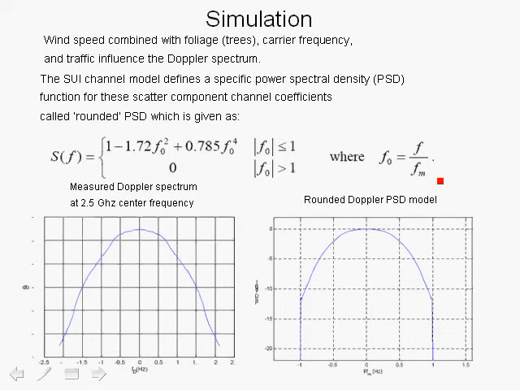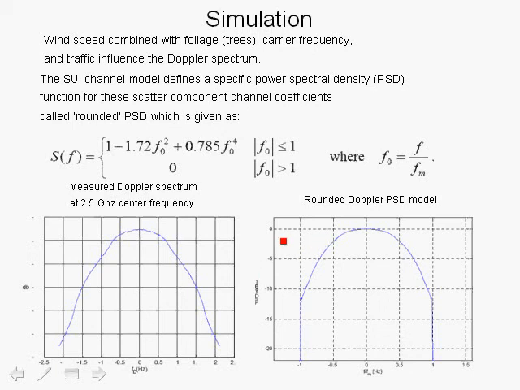And what the simulation model uses is actually a rounded Doppler power spectral density model shown over here, based on this expression, where f sub 0 is a normalized frequency, which is equal to f divided by fm, the maximum Doppler shift. So f sub 0 is less than or equal to 1. This is the model that's used to actually match the empirically measured data for the Doppler.